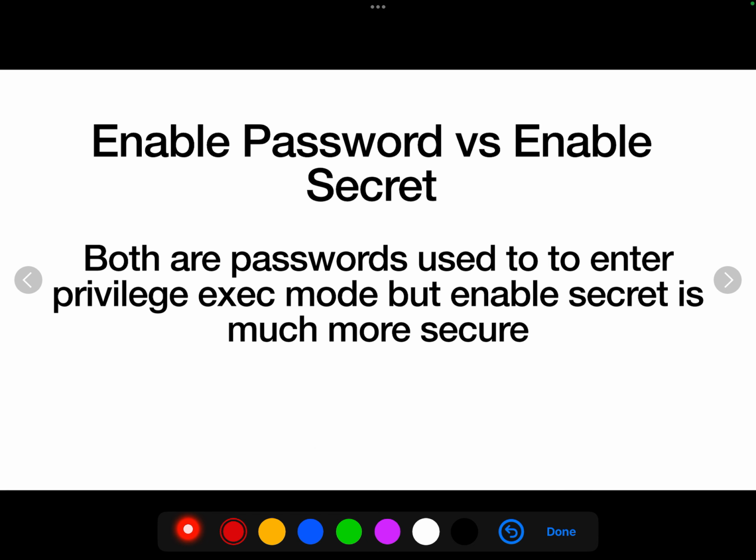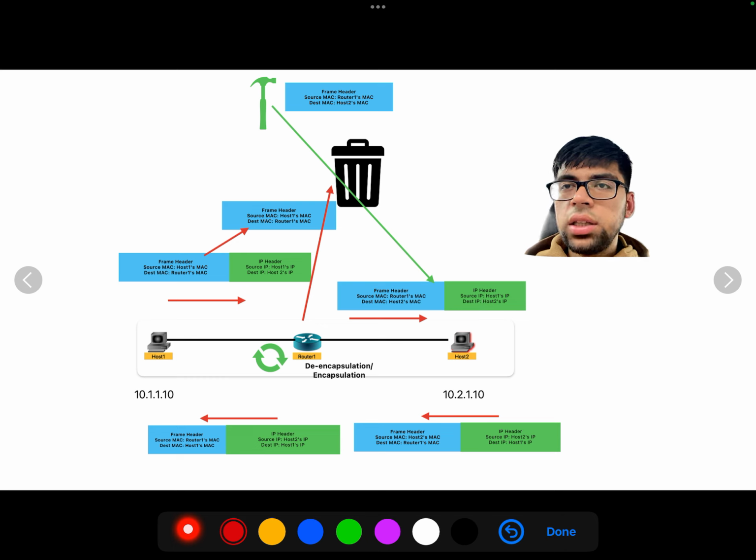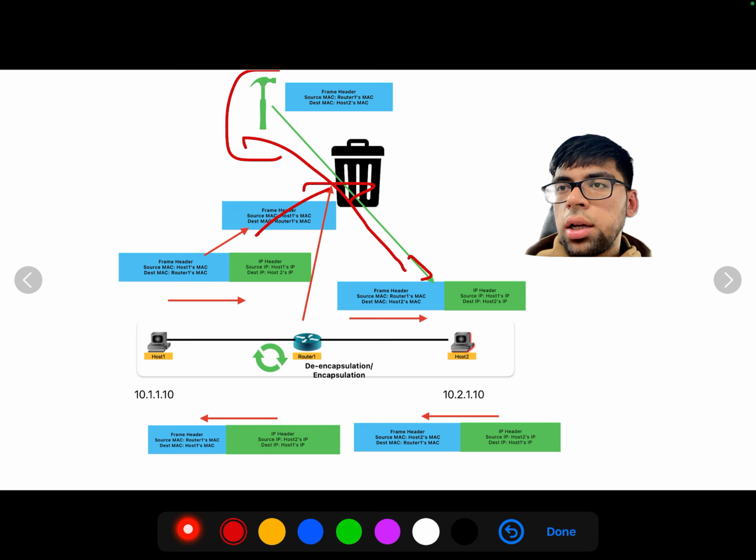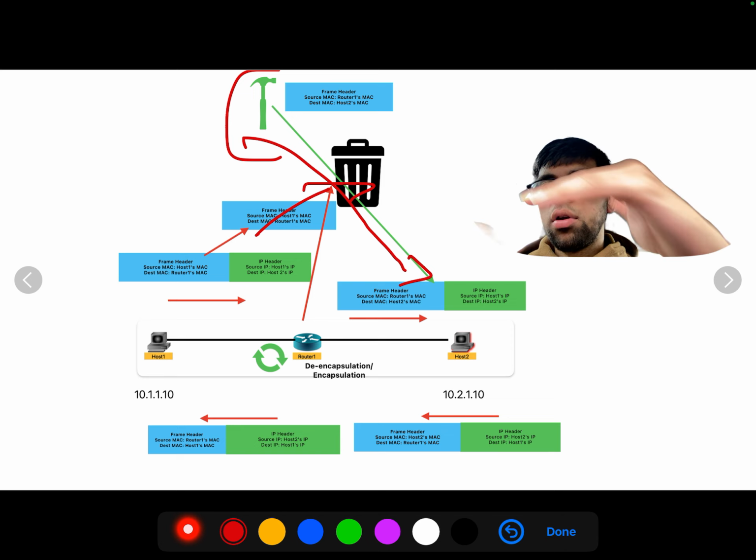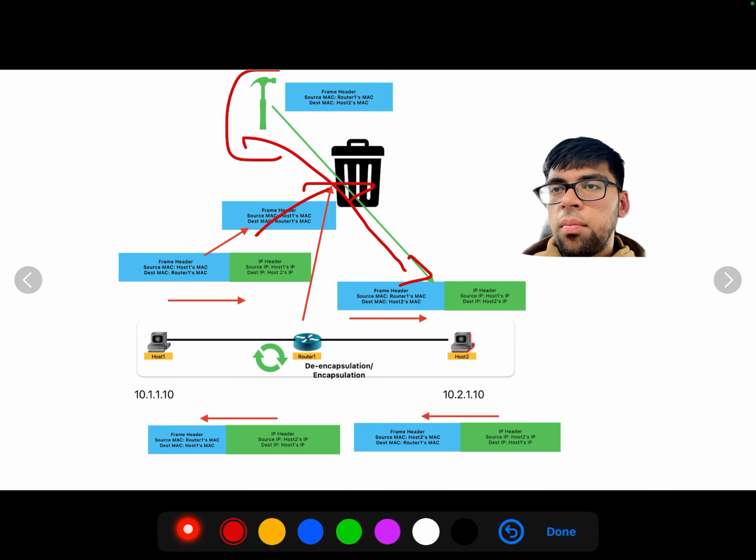Enable password, enable secret. Both passwords are used to enter privileged exec mode, but the enable secret is much more secure. Again, this is the process of de-encapsulation, re-encapsulation. So you can see, for example, that the frame header is thrown into the trash, and a new one is created and added. The IP header gets encapsulated with a new layer 2 frame header.